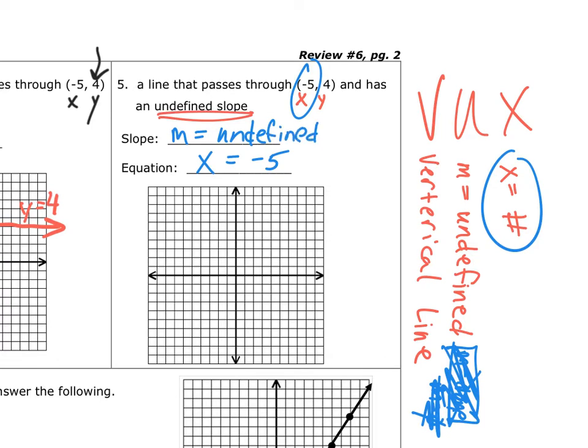To draw that line, I graph that point, negative 5, 4: 1, 2, 3, 4, 5, 1, 2, 3, 4. And if it's undefined, I know it's vertical. Vertical is going up and down. And so I graph that line.